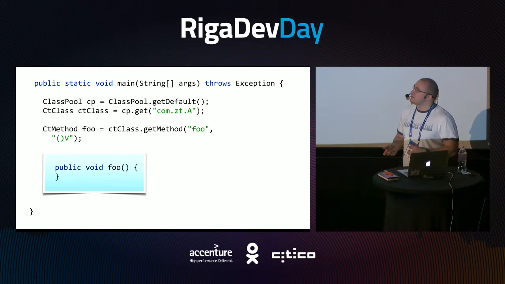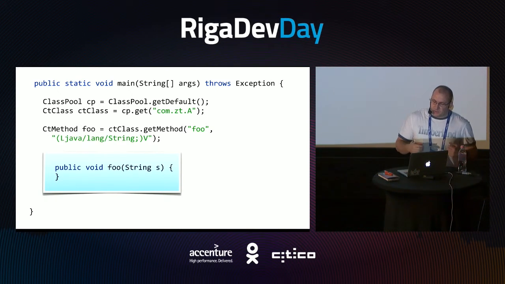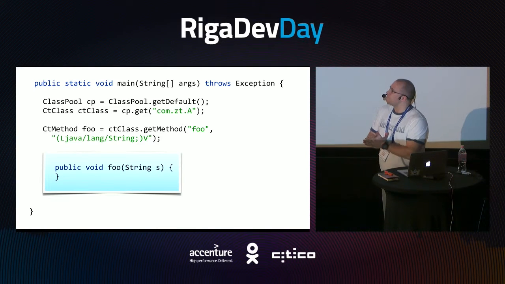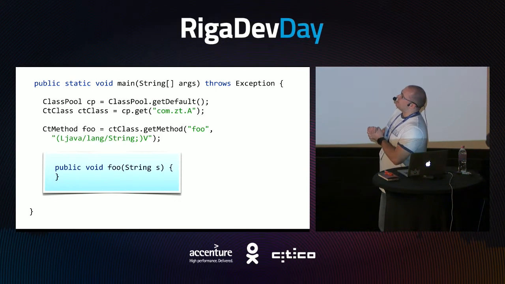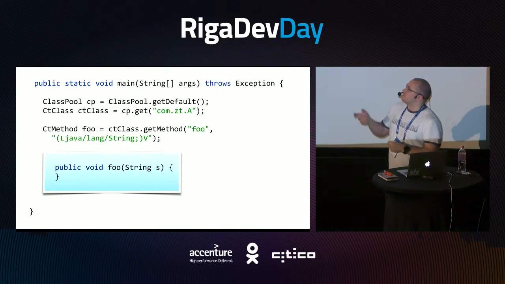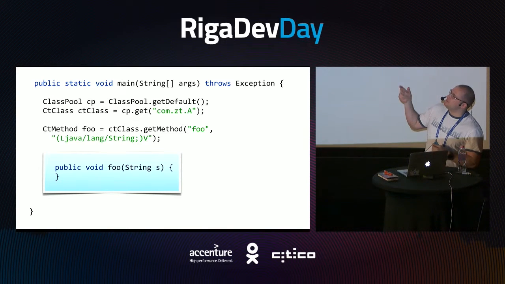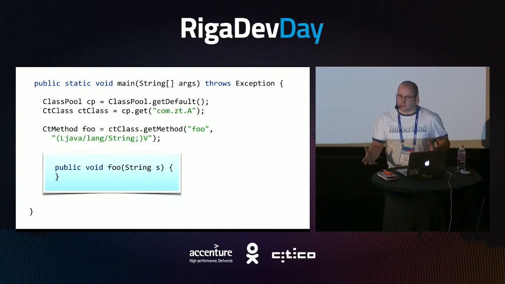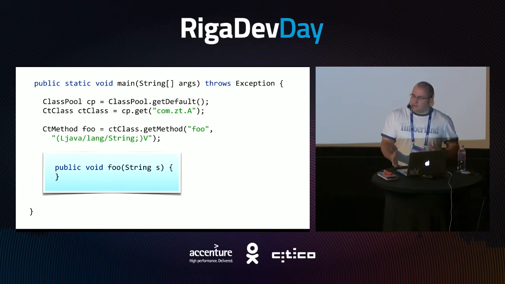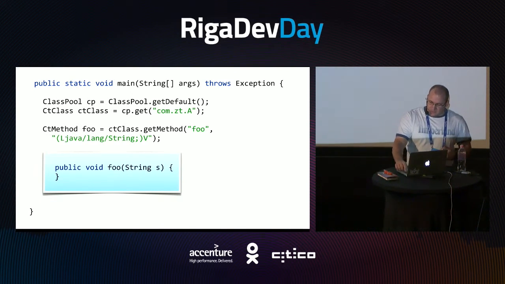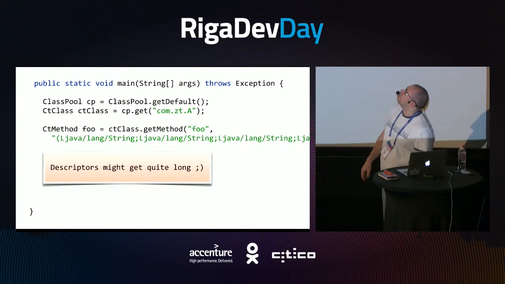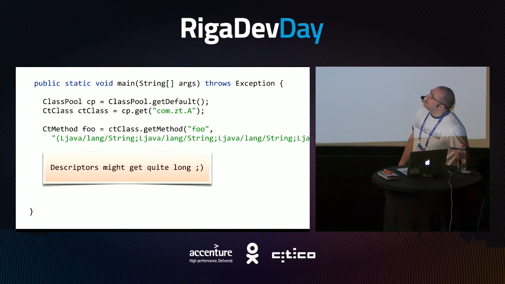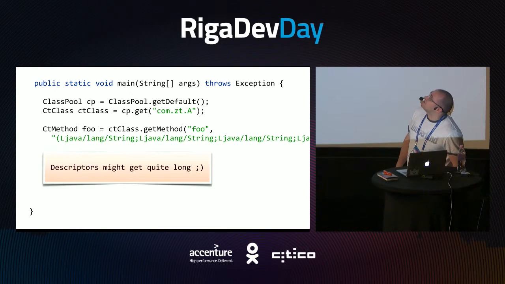But then you have all kinds of different overloading, and you may have a different signature of the method. Perhaps you have parameters, and then you have to specify those type descriptors. So capital L, java/lang/String basically describes the type. And that is a nasty thing, actually, because if it gets longer, the source code is getting ugly. In real projects, you will see very long strings describing the types.